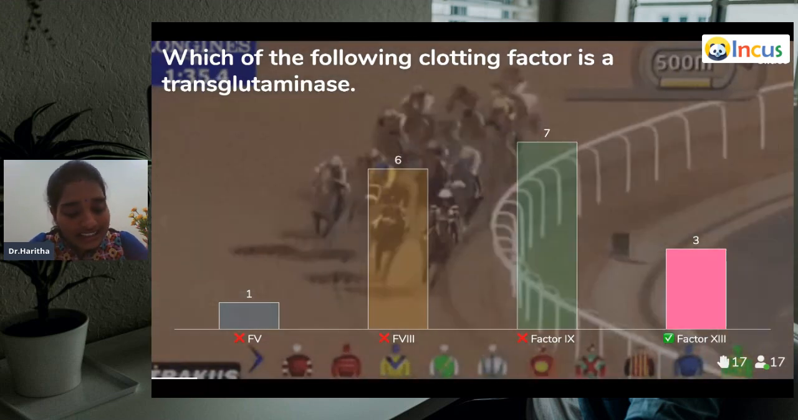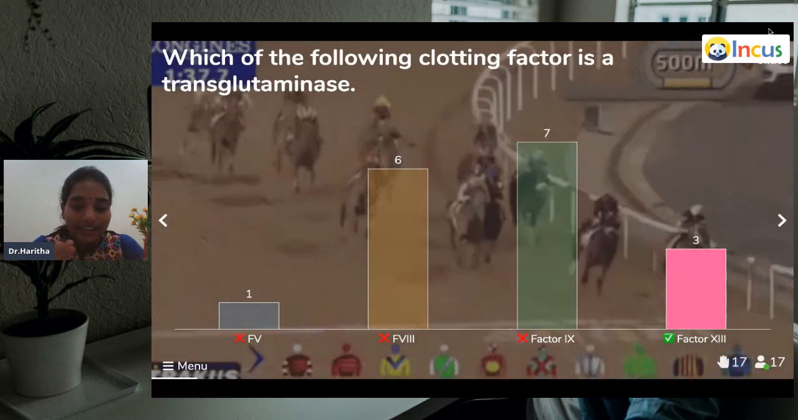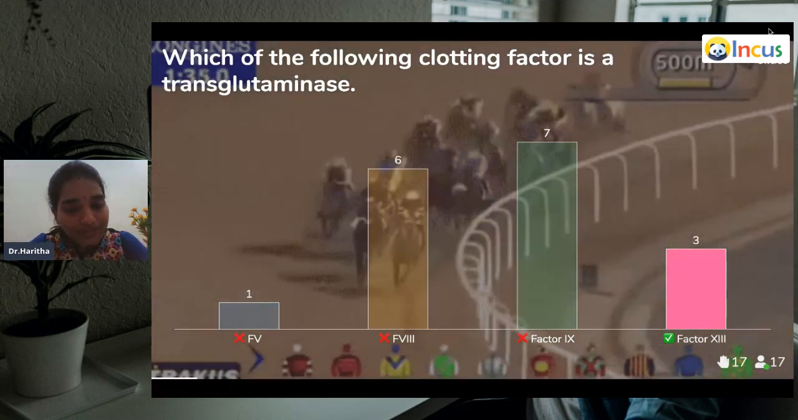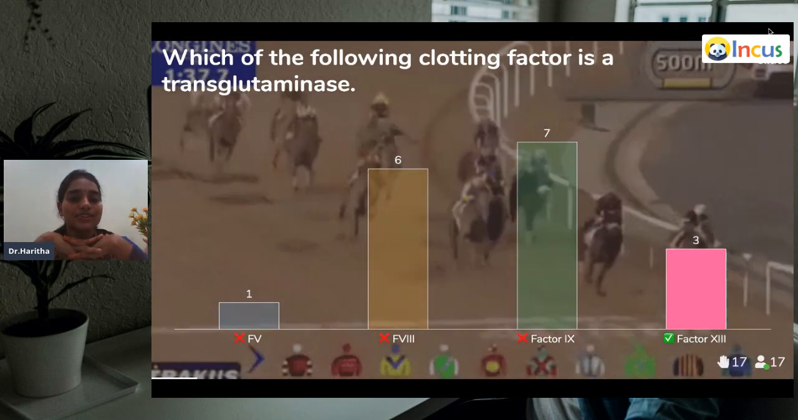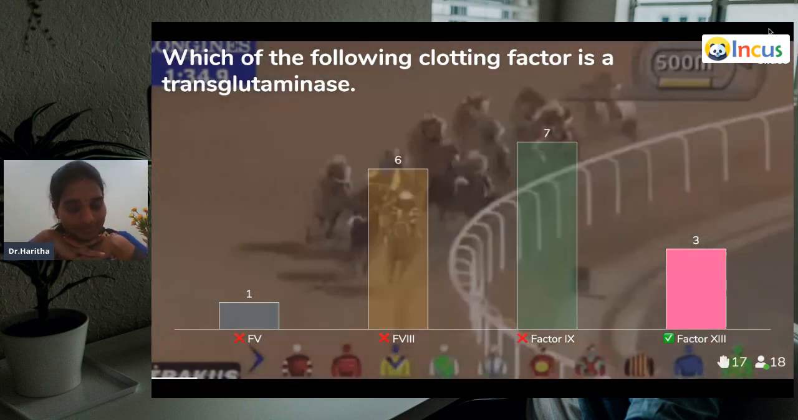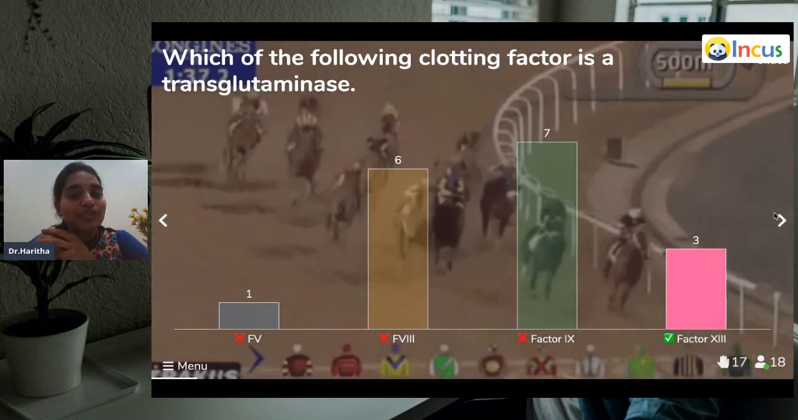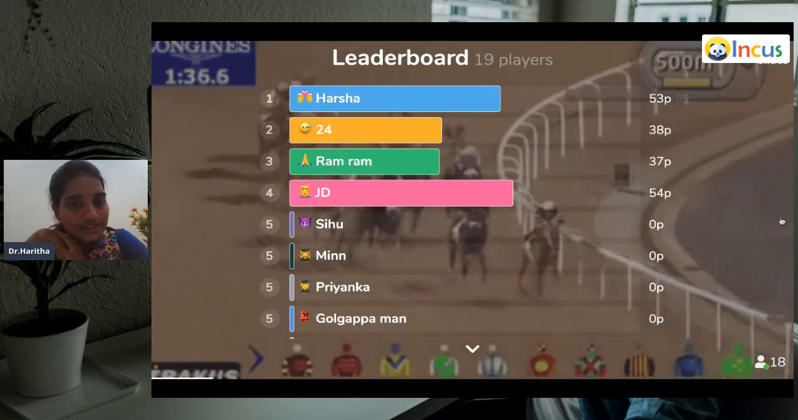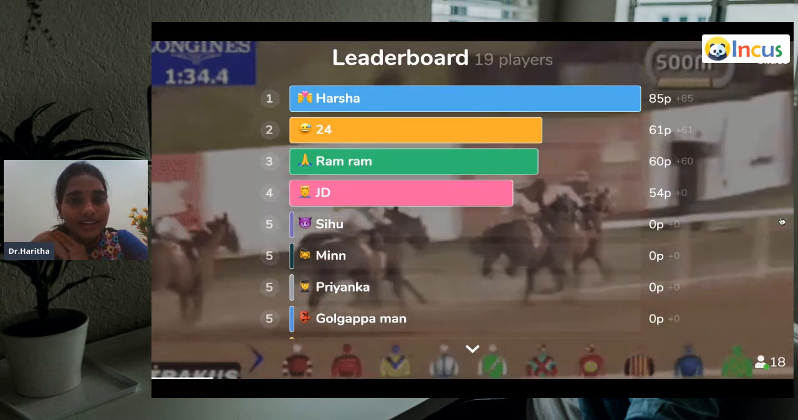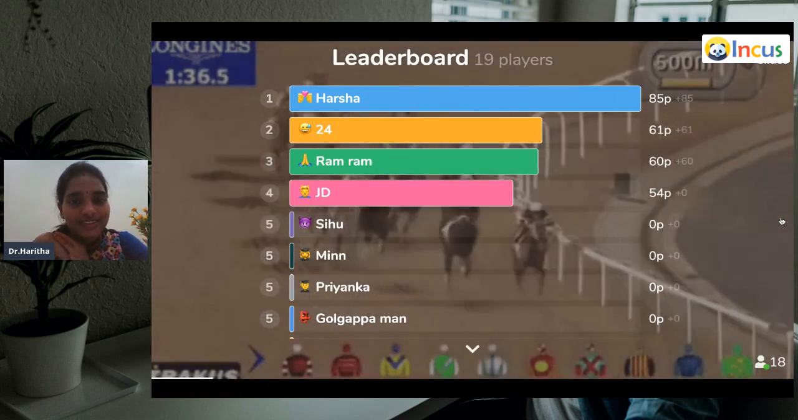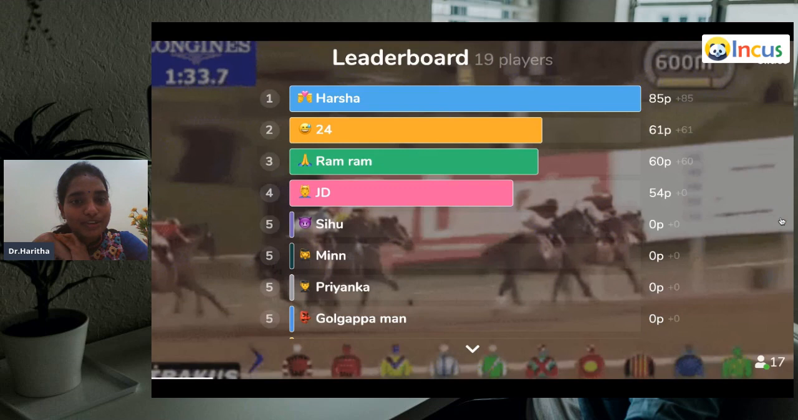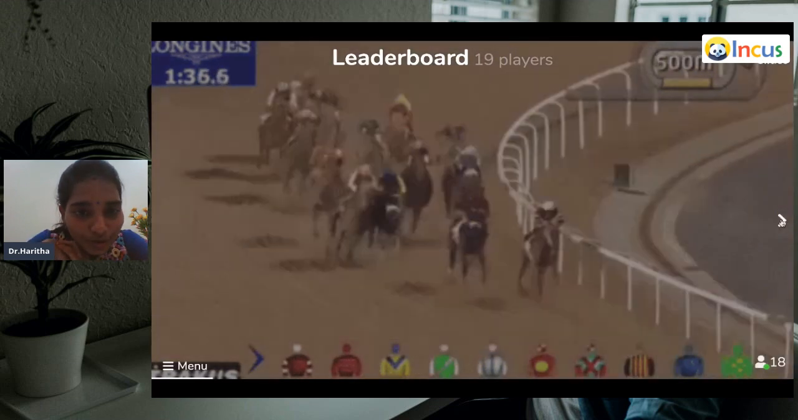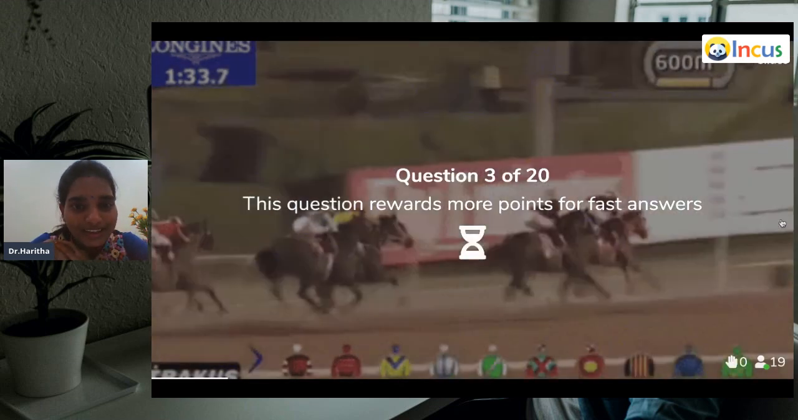Factor 9, it is a serine protease. And factor 5 and factor 8 are glycoproteins. So, this is what you should know, that most of the clotting factors are serine proteases. Factor 13 is a transglutaminase. And yes, we have Harsha answered this question, right? 24, Ram, JD, Sihu, Min, Priyanka, Golgappa Man.